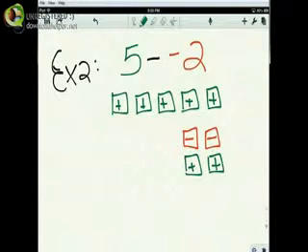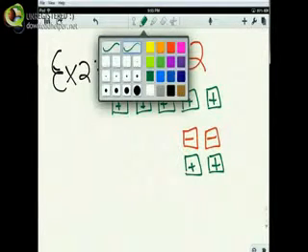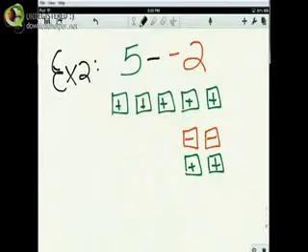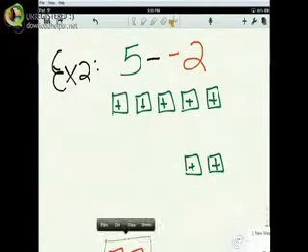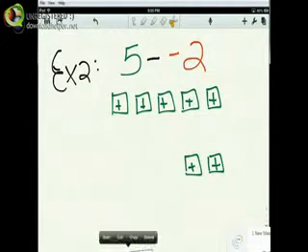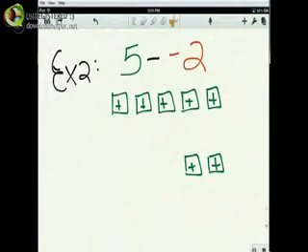Since I added these to my group, I can now take away two negatives, because now I have two negatives to take away. So I can go ahead and cancel these out. So I'm going to move these out of the way. They're not here anymore. Okay, so I took them away. So now what I am left with is my answer.